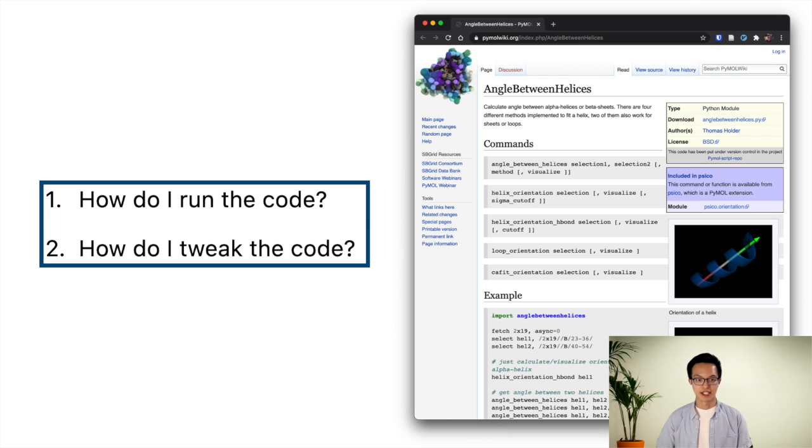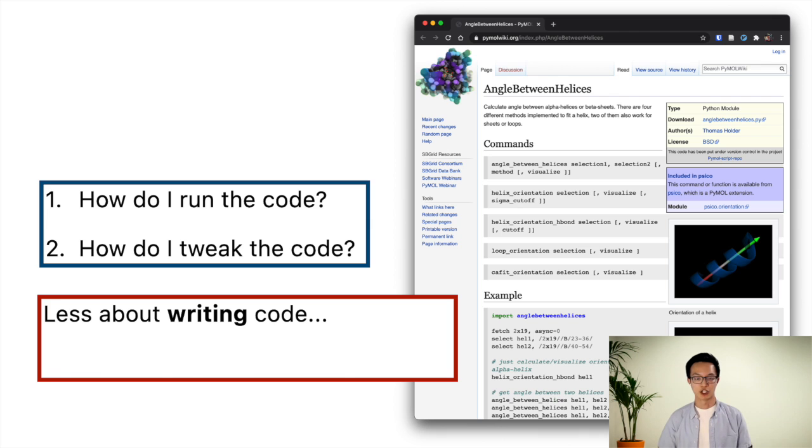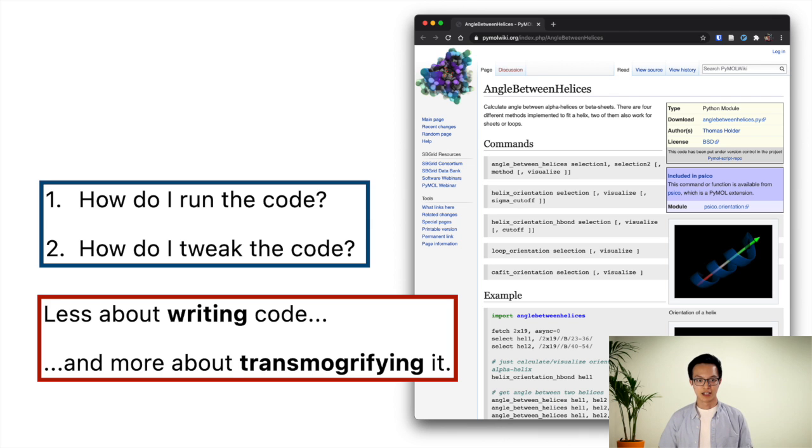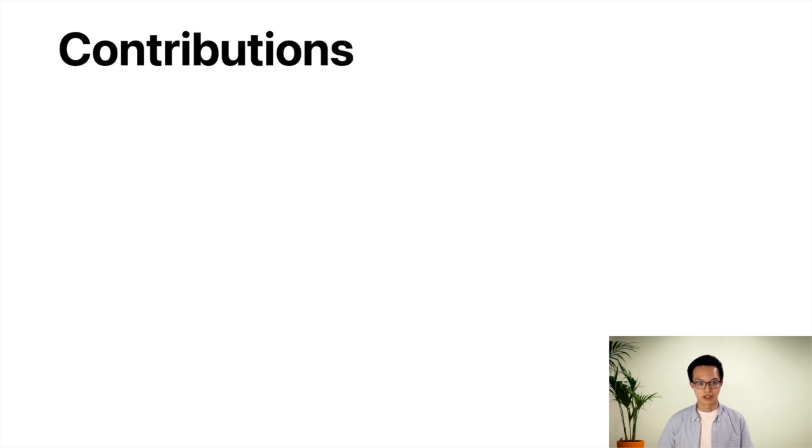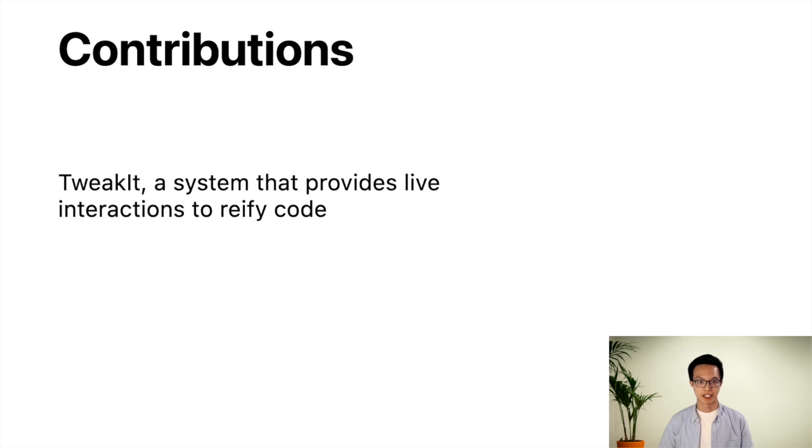Formative interviews with 10 data analysts found the story common among analysts. For these people, it was less about writing code and more about transmogrifying it. They didn't write code from scratch. Instead, they cobbled together code snippets from websites like Stack Overflow. They needed grit and serendipity to get these snippets working because they used trial and error in lieu of detailed understanding of the program. To help these end users, we developed TweakIt, a system that supports code tweaking through familiar live interaction.